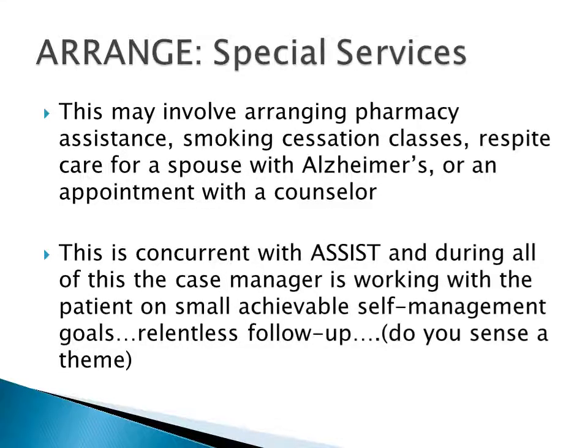The fifth and final A is to arrange special services. This may involve anything from arranging pharmacy assistance, smoking cessation classes, finding respite care for a spouse with Alzheimer's, or an appointment with a counselor, anything that the case manager or the coach determines would be useful for the patient. This is usually concurrent with assist, and during all of this time the case manager is working with the patient on small achievable self-management goals.